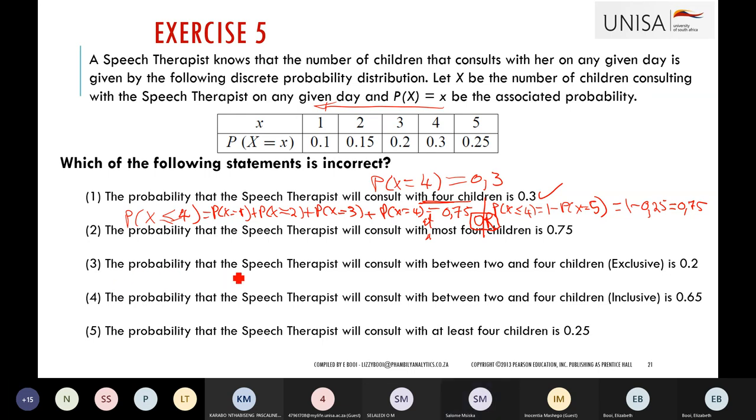What is the probability that the speech therapist will consult with between 2 and 4 children, where the bounds are exclusive? How we write that is the probability that X lies between 2 and 4. Because it's exclusive, X is greater than 2 but less than 4, so it is only the probability that X equals 3, which is 0.2. Agree? Yes.